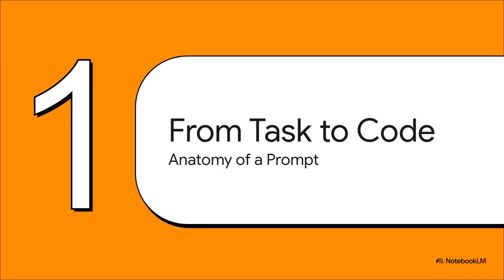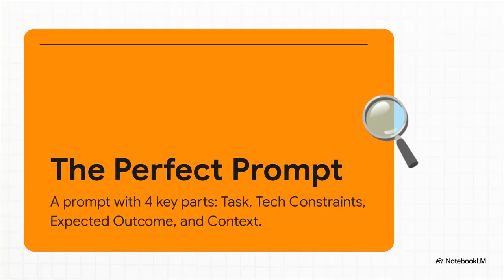Okay, section one. Look, before we even think about writing code, we have to understand what makes a prompt actually work. This is the foundation. Get this right, and you'll get predictable, high-quality results every time. It really just boils down to four key ingredients.